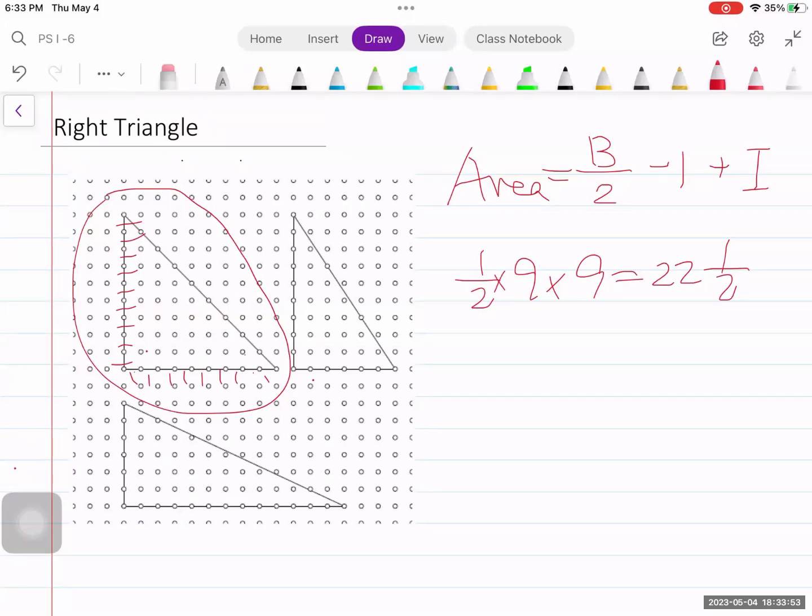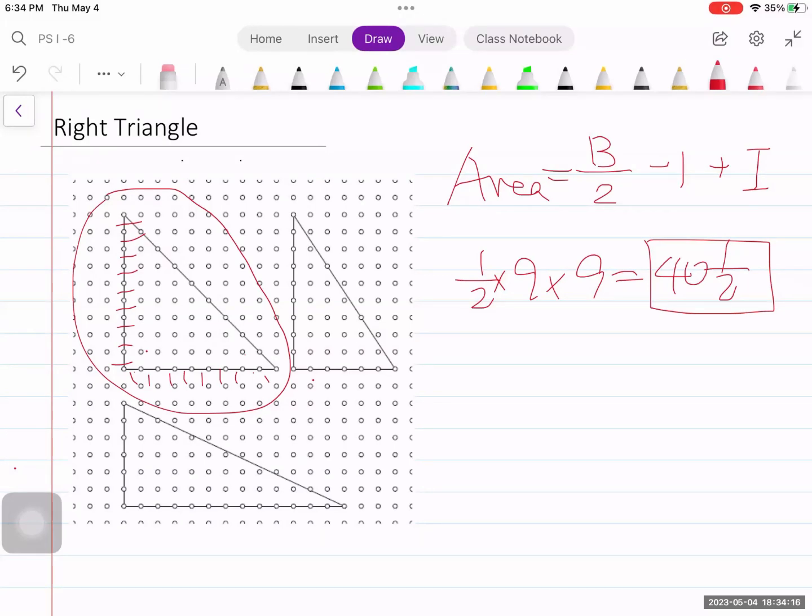45 divided by 2 is 22.5. So we know the area is 81 divided by 2, I think, right? Huh? I thought it was supposed to be... Oh yeah, 81. Right. So it's 40.5, right? Yeah, I said that. Yes. You're right.